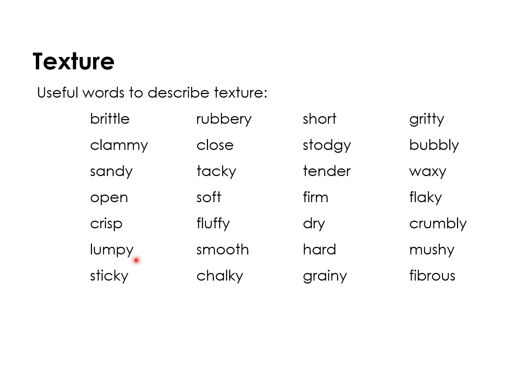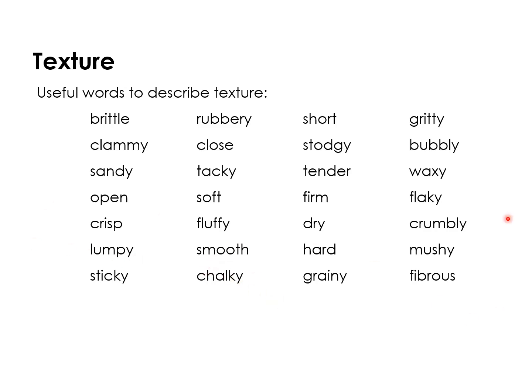Lumpy. Lumpy is a texture characterized by irregular solid pieces within a smoother mixture. So there is a smoother mixture, but you find some irregular solid pieces. You call it, for example, lumpy mashed potatoes.